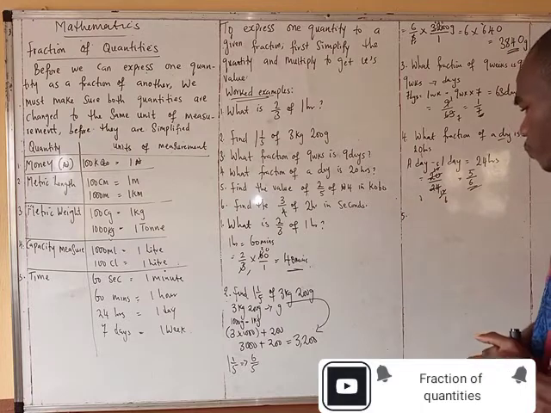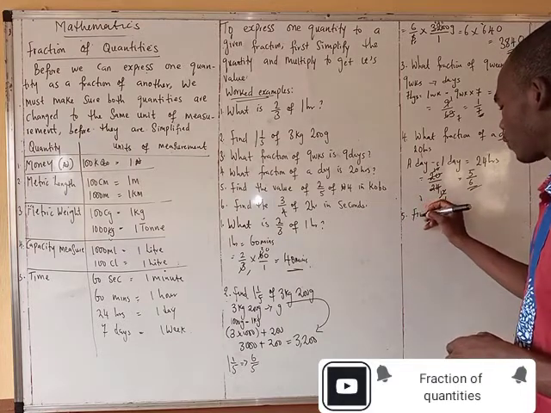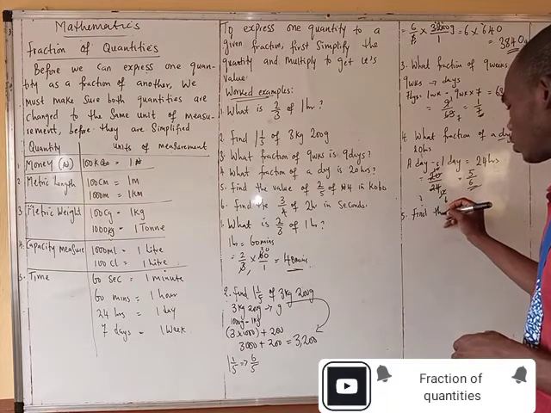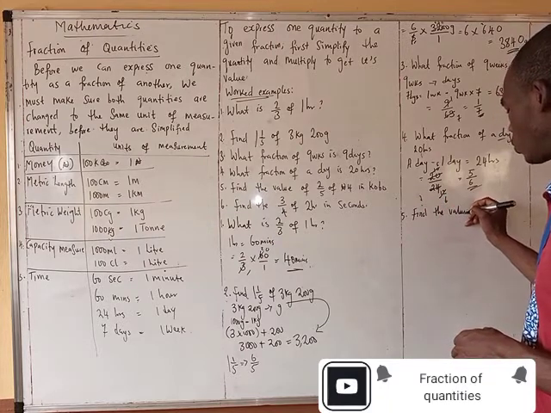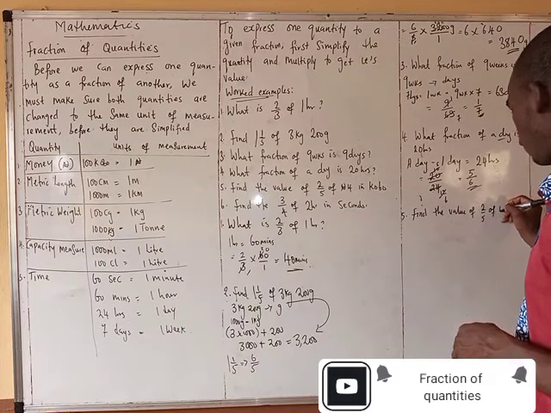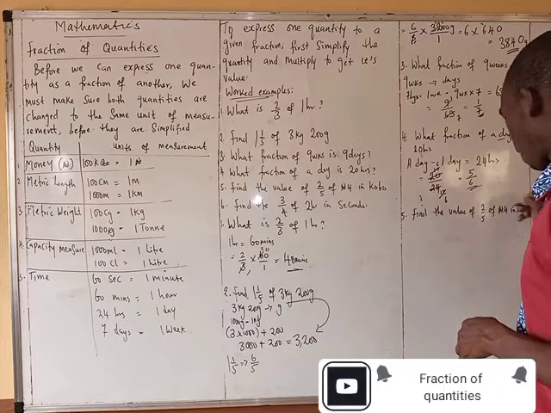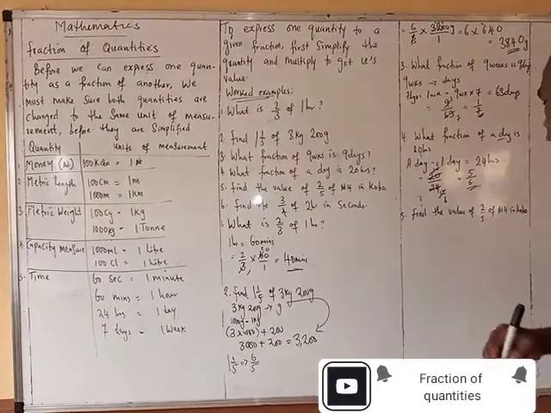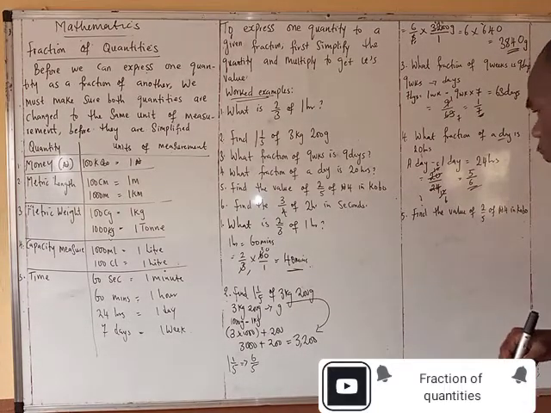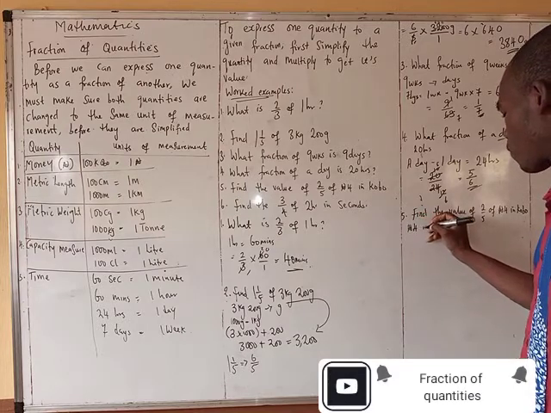That's your answer. It's simple, abi? And I said number 5. Find the value of 2 over 5 of 4 naira in kobo. So what that literally means is 4 naira in kobo.